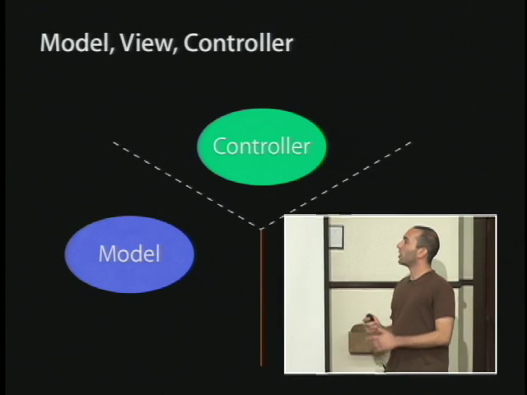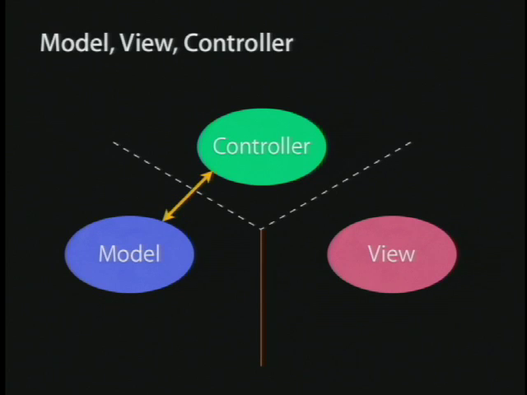So if we look at the communication here, the model talks to the controller, and the controller can manipulate the model. The view can manipulate the controller, and the controller can set the view's state, but there's no third arrow in between model and view. They don't talk to each other.